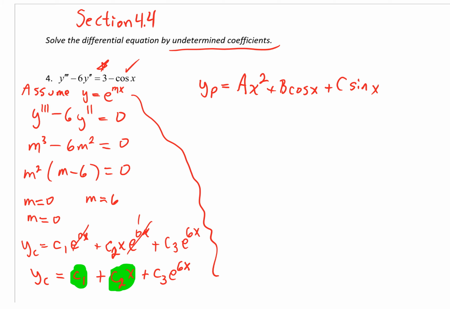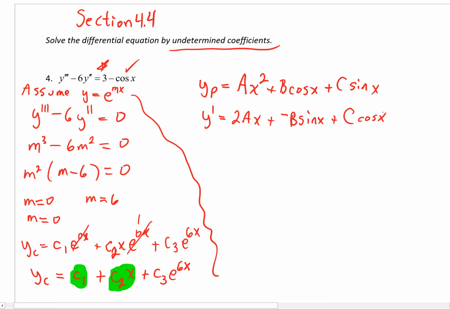Well, we're going to say, well, we could get a y prime, take a derivative, we'd get 2ax. What's the derivative of cosine? Well, it's going to be a negative sine. And what's the derivative of sine? Well, it's just going to be a cosine. And then we're going to take a second derivative here. Our second derivative, the derivative of 2ax with respect to x is just going to be a 2a. The derivative of this sine is just going to be a cosine. And the derivative of cosine is going to be a negative sine.